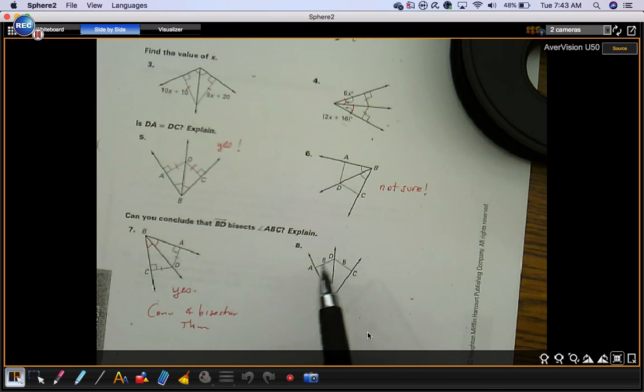Number 8, these distances are the same, which is nice, but again, you don't know if they're measured on right angles. So is this bisected? You really can't conclude. Can you conclude? No, you can't. You need right angles there. Maybe they are, maybe they aren't.